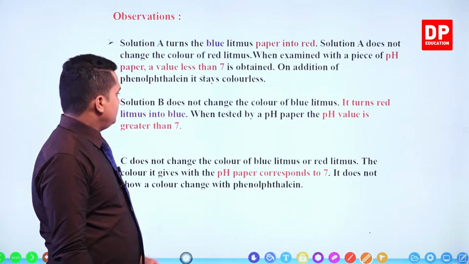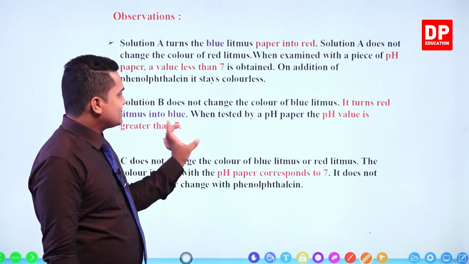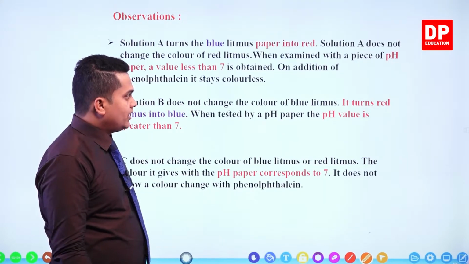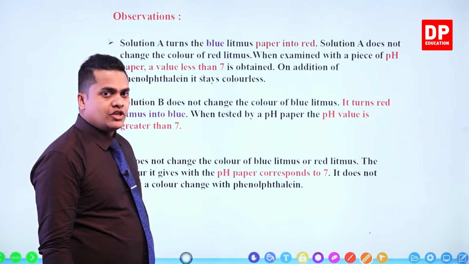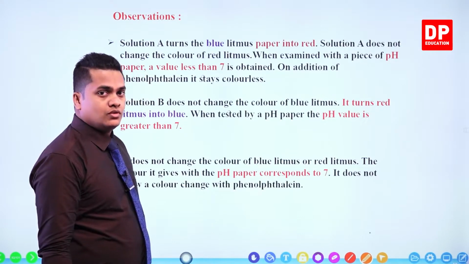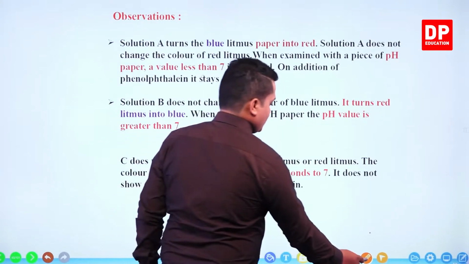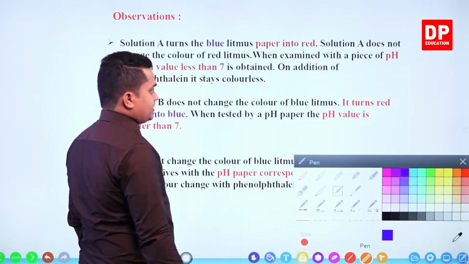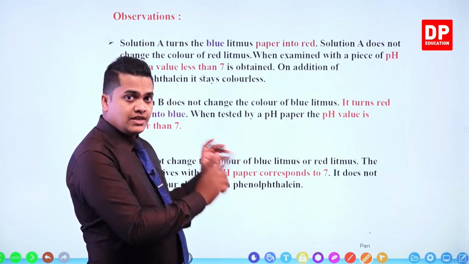Solution B does not change the color of blue litmus. It turns red litmus into blue. So the specialty here is that it's going to turn red litmus into blue.